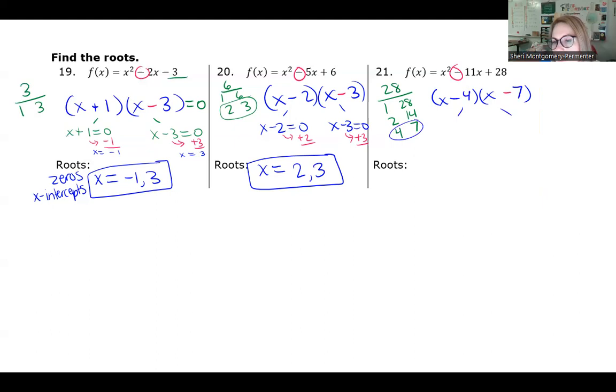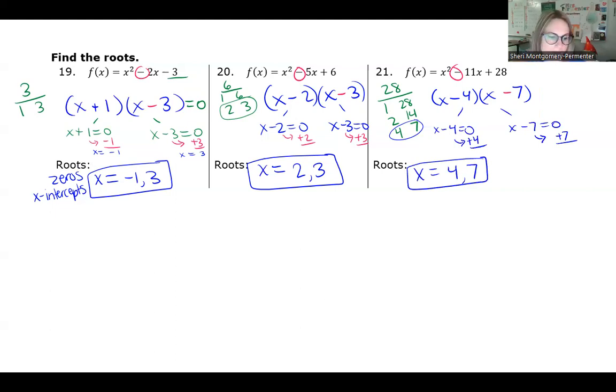So to figure out my roots, I got to split these. And then I got to move over. So what does x equal? 4 and 7. So I'm going to give you some time to work the others in this section.